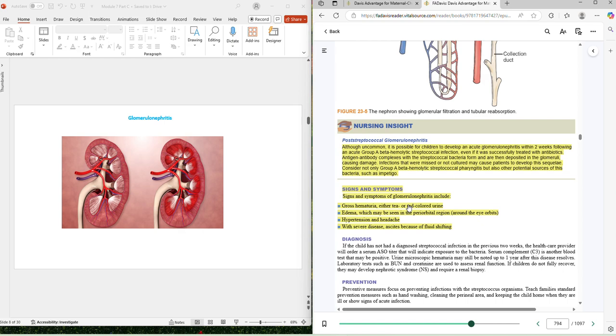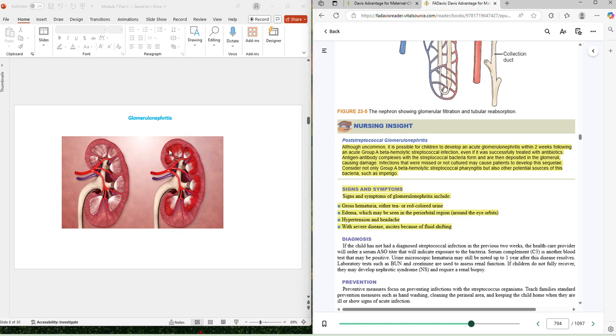Edema that can be seen in the periorbital region, hypertension and headache, and then some ascites, which is that fluid shifting, right? So, you see a test question talking about some tea-colored urine, you're going to think about glomerulonephritis, okay? Some edema, periorbital region, that's just where it traps, okay? Around the eyes, think glomerulonephritis, because our filtration system is inflamed.